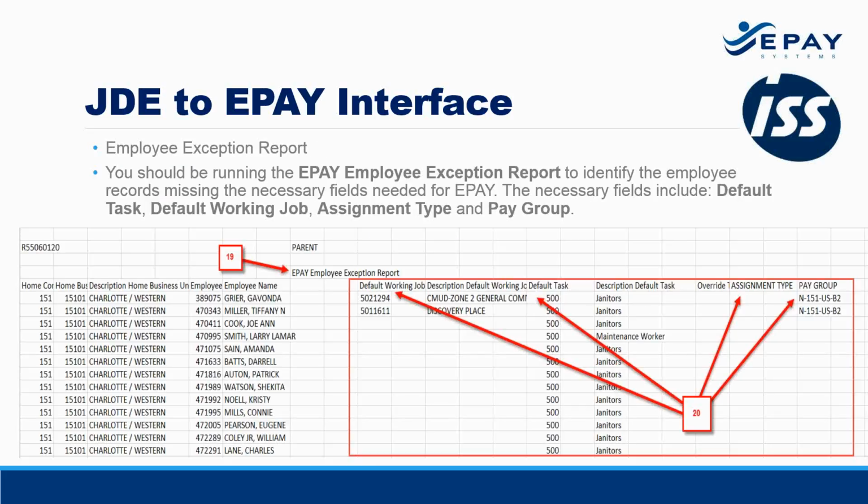And one more field just for the JDE users in the call. It's just to explain to you that all of you right now have access to an employee exception report. And for those that are on the phone call, I urge you to run this once a week, if not more times in a week. You should be running this to identify the employee records that are missing the necessary fields needed for ePay. Those necessary fields, as I mentioned, were the default task, default working job, the assignment type, and the pay group.